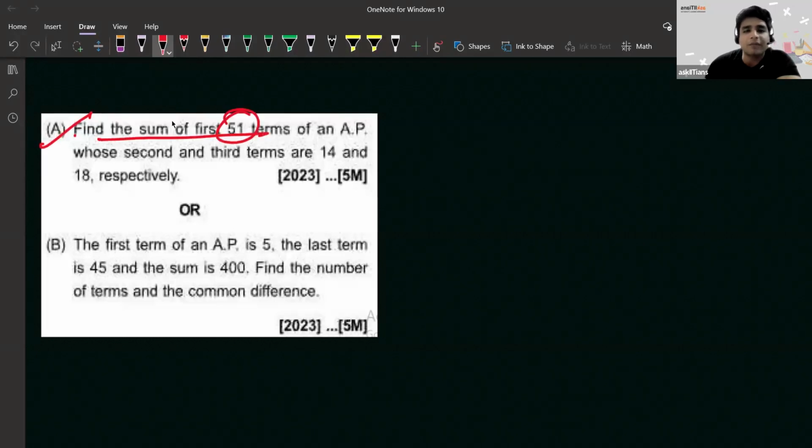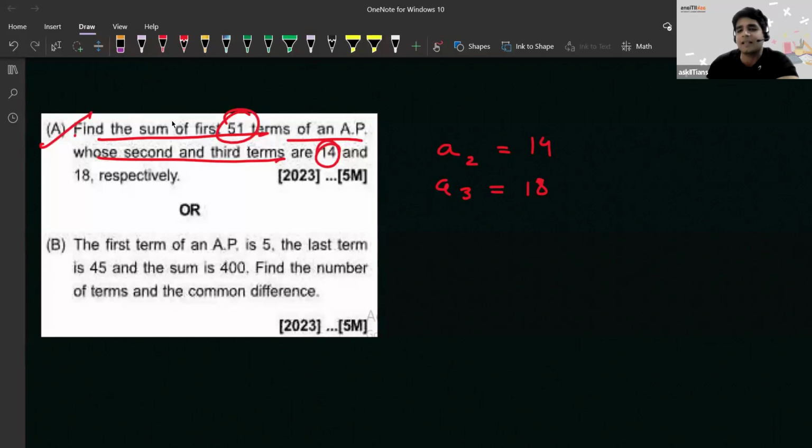Find the sum of the first 51 terms of an AP whose second and third terms are given, everyone. What is given to you? You have been given that the second term, that is A2, is equal to 14, and the third term A3 is given to you as 18. You have to find S51. Very easy question, everyone. I hope you all will be able to do this.